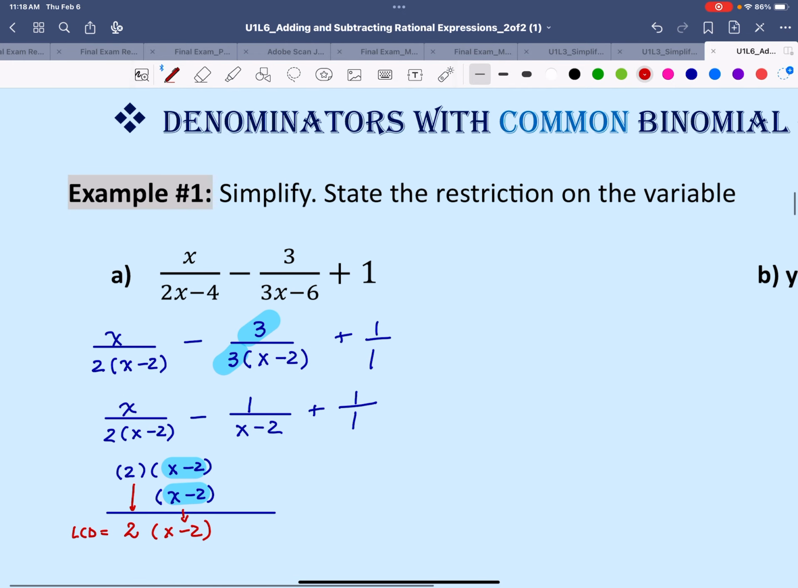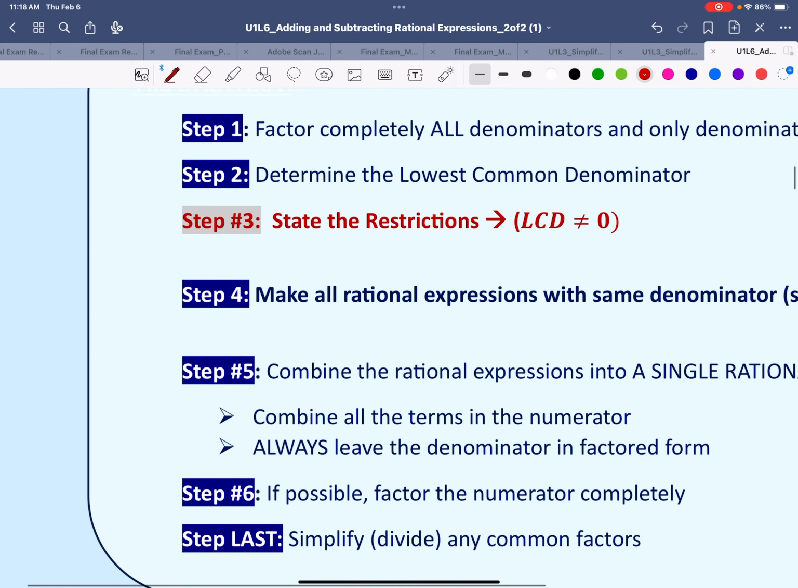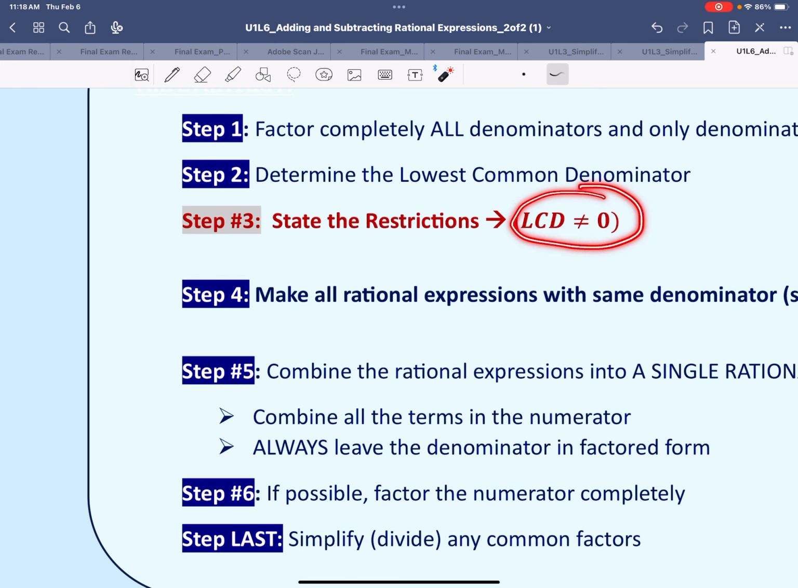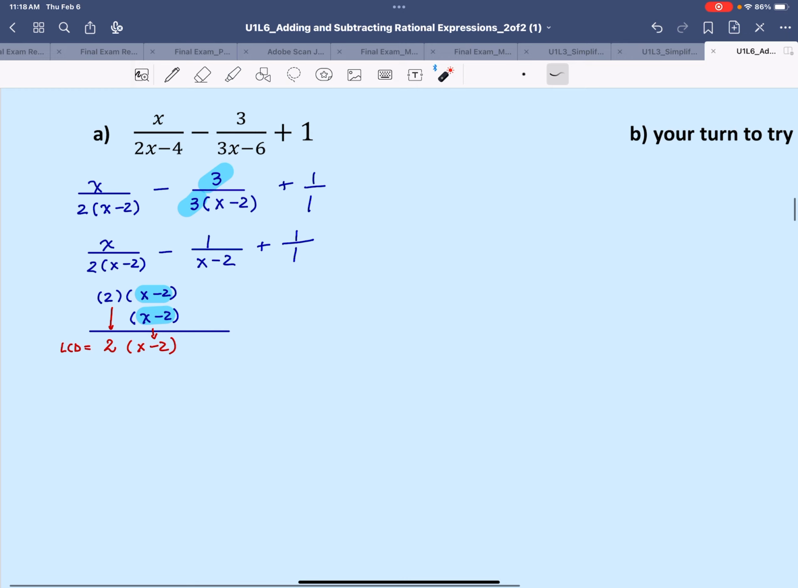In the next step, we're reminded to state the restrictions. It is better to state the restrictions of the lowest common denominator when we are adding and subtracting expressions, because the lowest common denominator contains all the possible factors, with one exception: when sometimes we simplify common factors that contain a variable, which is not the case here. We're going to look at such examples in the other exercises in this same lesson.